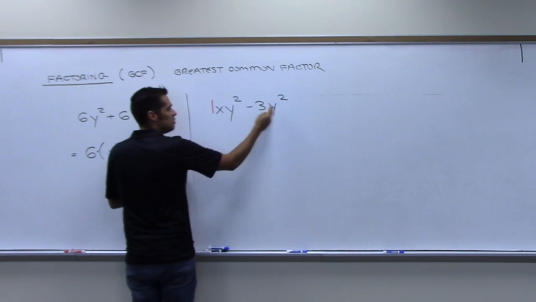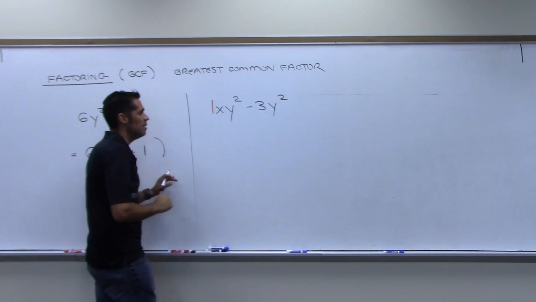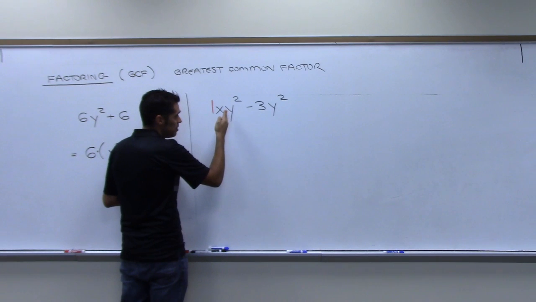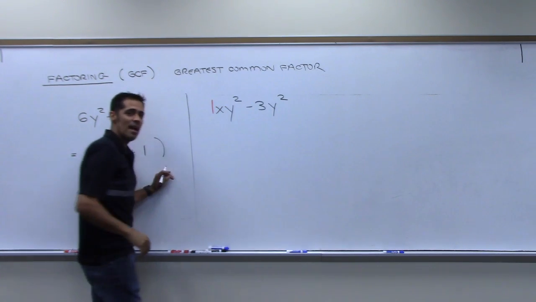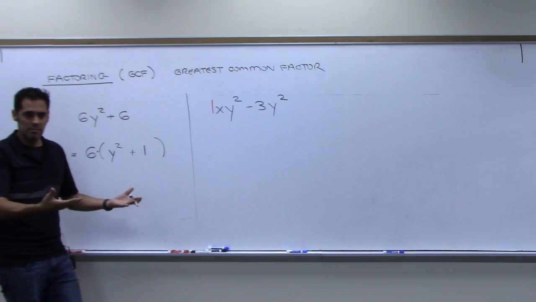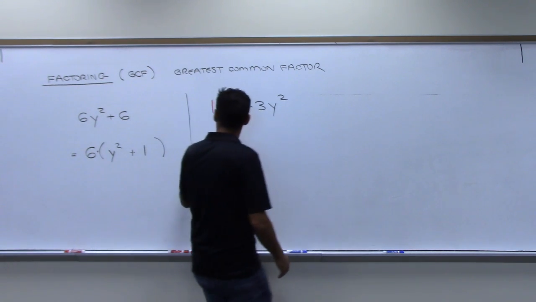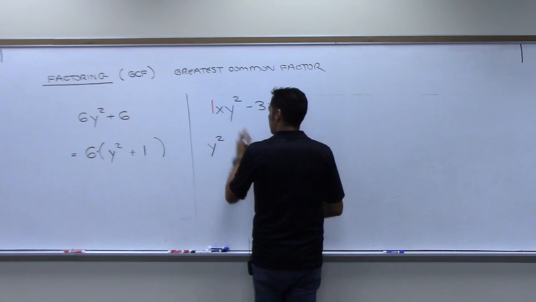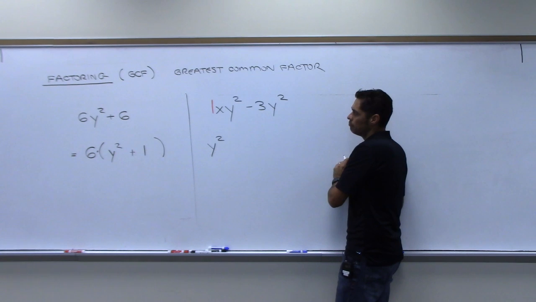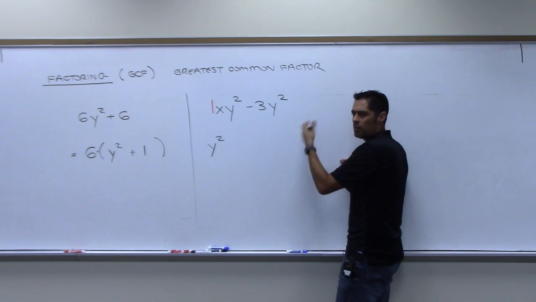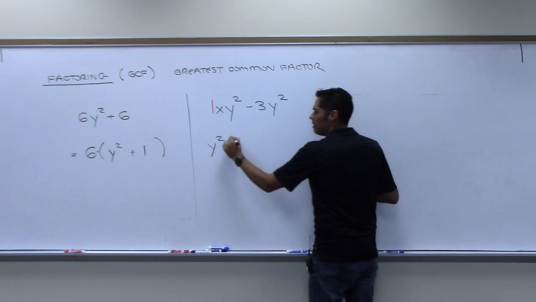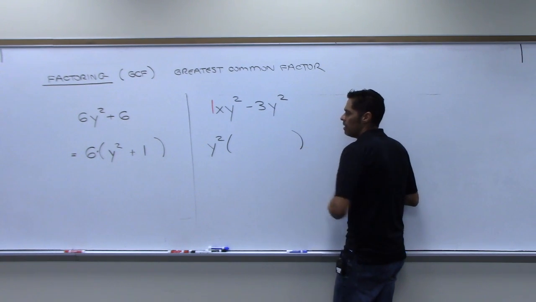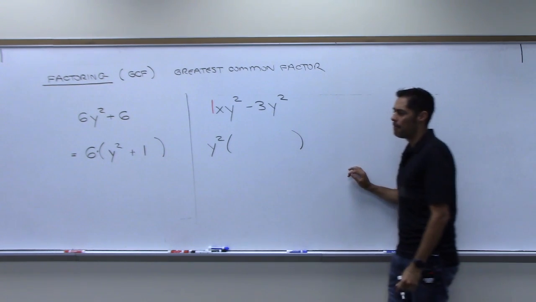Okay? How about letters? This has an x. This one doesn't have an x, so they don't have an x in common. How about y squareds? We have y squared here and y squared there. Exactly. So that's part of my GCF. I put it on the outside. Anything else they have in common? That's it, right? We've looked at the numbers, the letters. We're done. So now I'm going to set parentheses here, enough space for 2 terms.